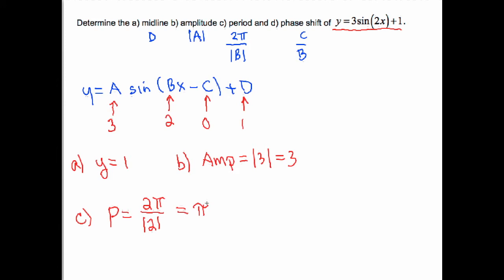There's our period. Lastly, we need to look at the phase shift. So for the phase shift, we're taking a look at c over b. But c over b is 0 over 2, which is 0. In other words, it doesn't look like there is a phase shift here. There is no phase shift at all.